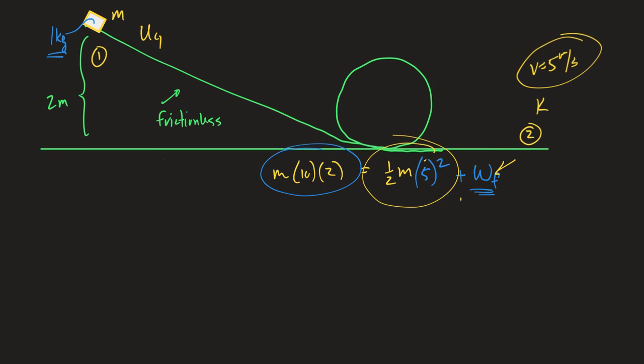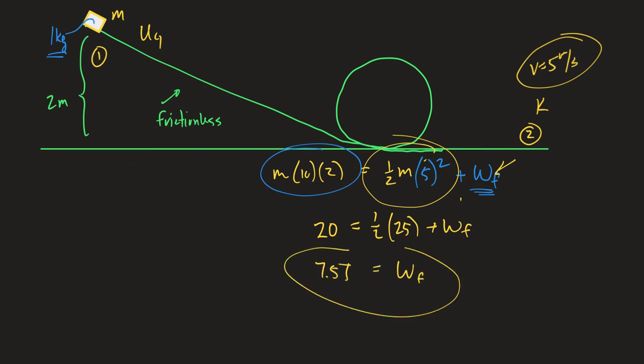Doesn't really matter what. So we get 20 on this side, and I get 1/2 of 25 on this side, plus work done by friction. You find the work done by friction is what, 7.5? Not terrible?